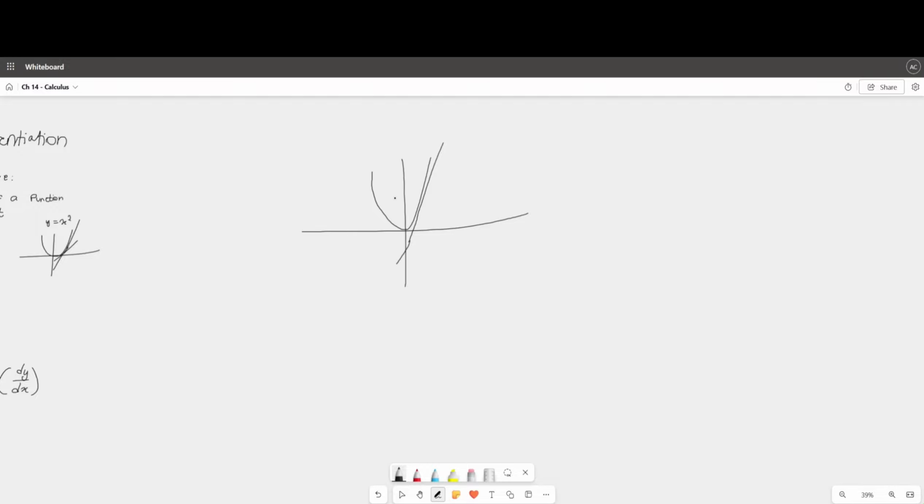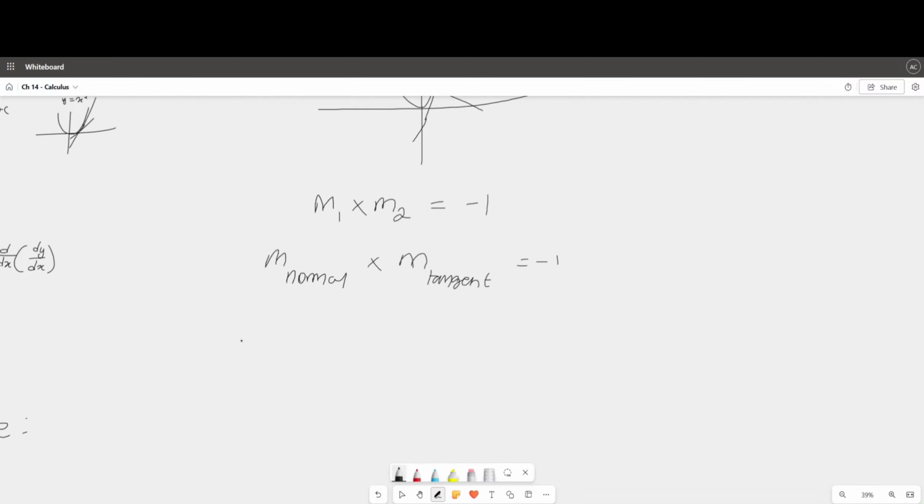Well, what about the normal to the curve? The normal is actually perpendicular to the tangent. So if you remember this formula, the gradient of the normal, m normal, times m tangent, is equal to -1, where m tangent is equal to the first derivative. And yeah, that's an application.